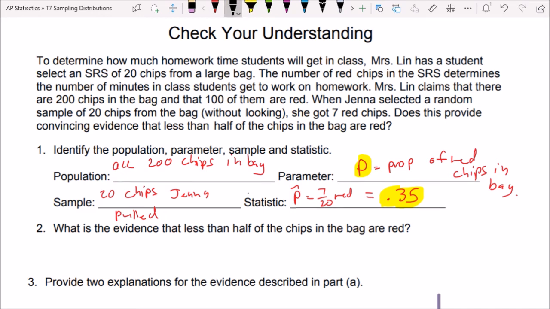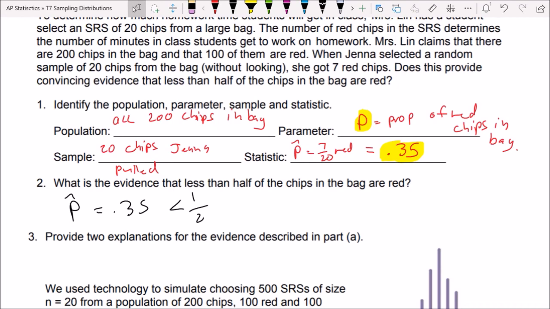What is the evidence that less than half the chips in the bag are red? Well, we know that p hat is 0.35, which is less than 1/2. So that's the evidence we have. We have that one sample that we did, and we're saying, hey, wait a minute, that's a little bit low. Let's find out. So in statistics, what we have to decide, because it's not about trying to win an argument, we're looking for the truth. We want to know, yeah, we have evidence, but is this evidence good enough? So we have to consider what this evidence might mean.